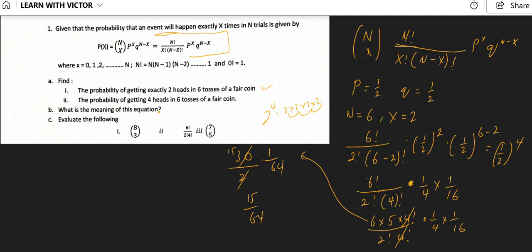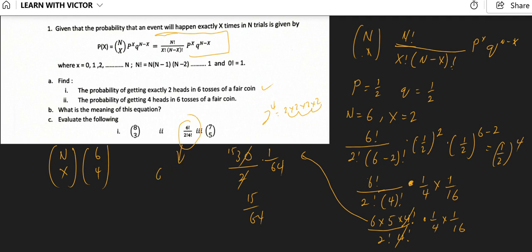So this is the probability of exactly 2 heads in a toss of a fair coin. Now the second probability is getting 4 heads in 6 tosses of the fair coin. We replicate this, and we have 6 choose 4. You substitute the same way you did before, and that is how you can substitute for this.